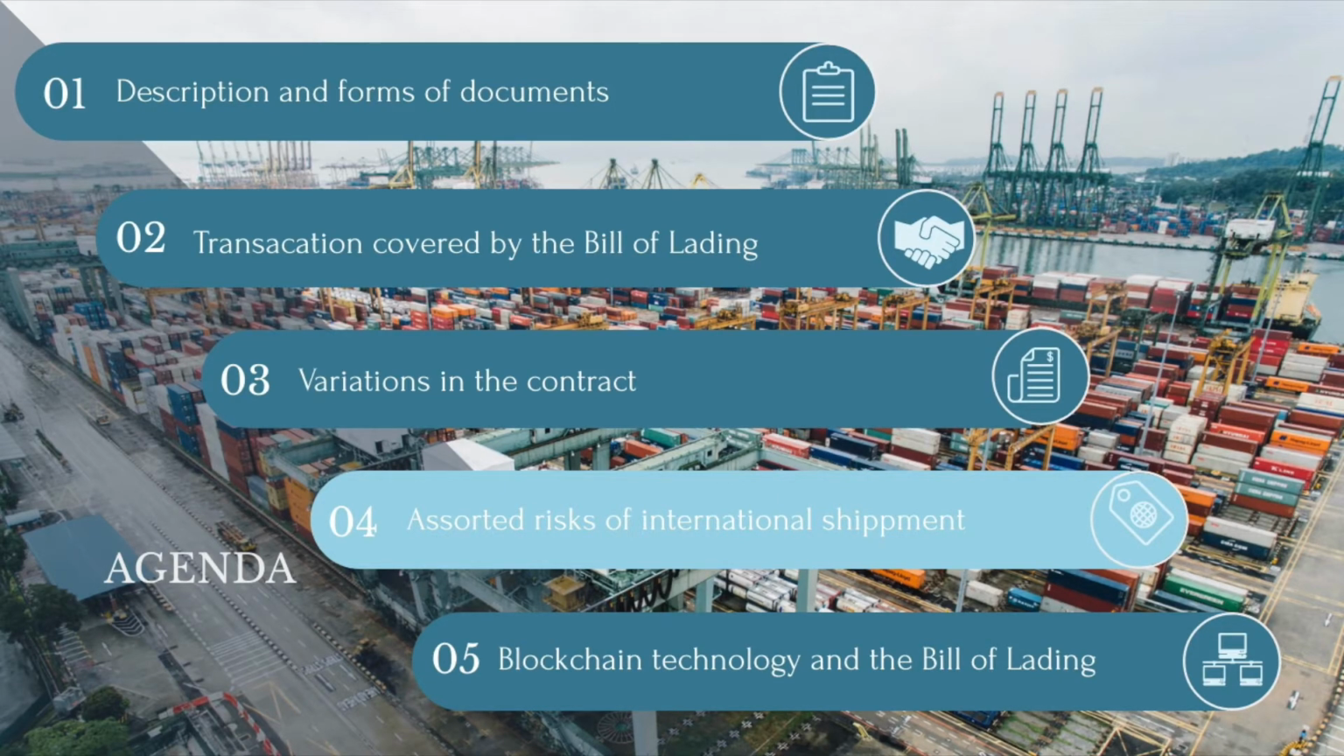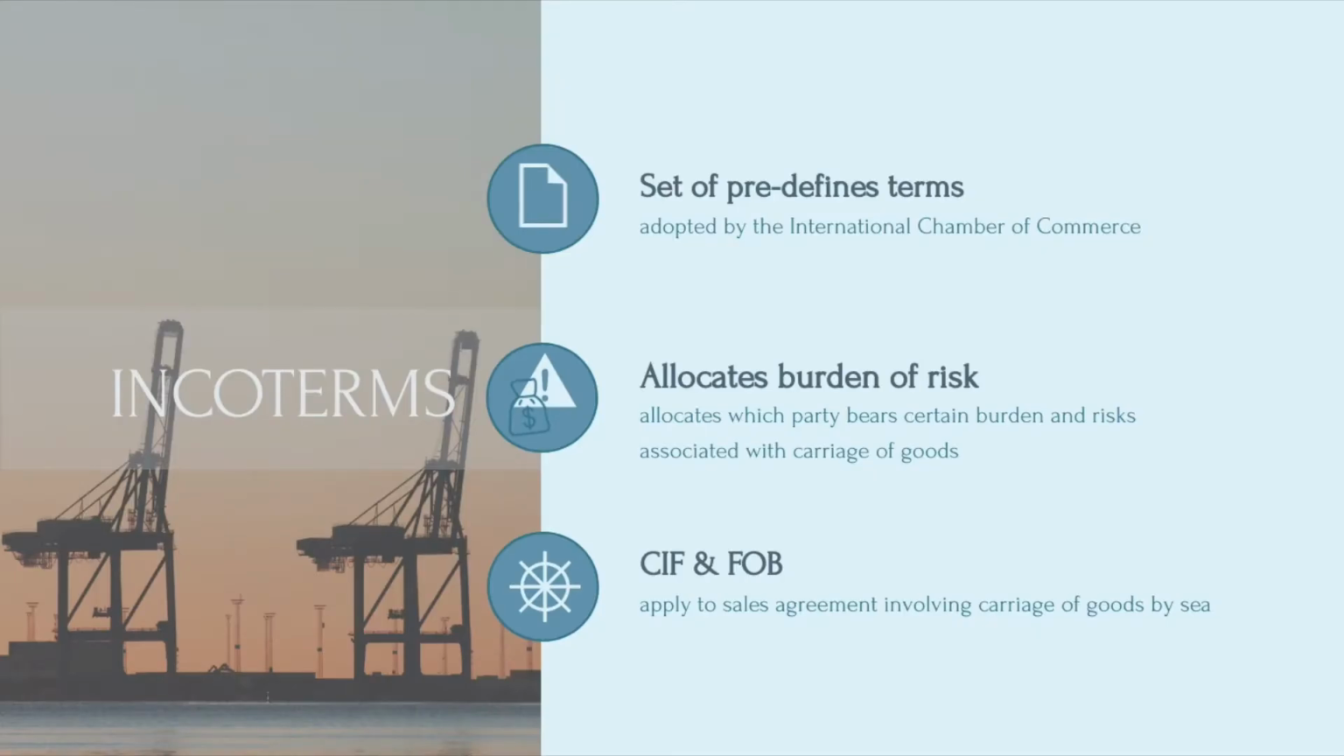In part 4 of my presentation, we are going to see how risks present in international shipping are dealt with by the international shipping contracts. We may argue that here Incoterms play a crucial role. These are predefined terms adopted by the International Chamber of Commerce, setting essential conditions relating to the risks involved in international commercial transactions, allocating which party bears certain burdens and risks associated with carriage of goods.